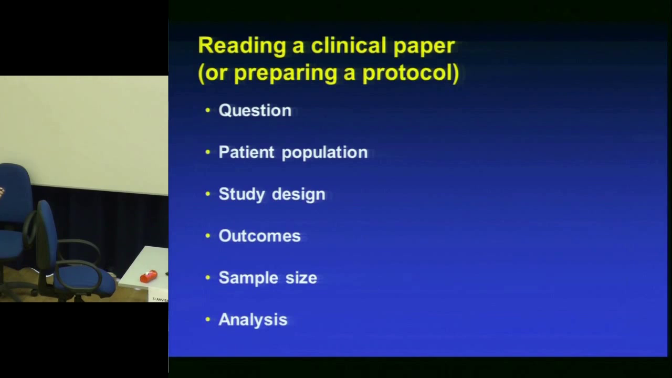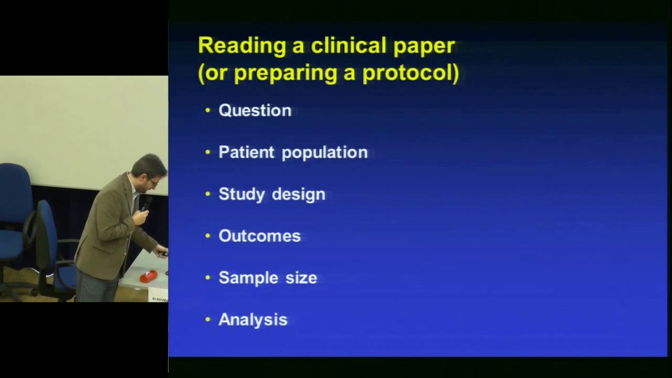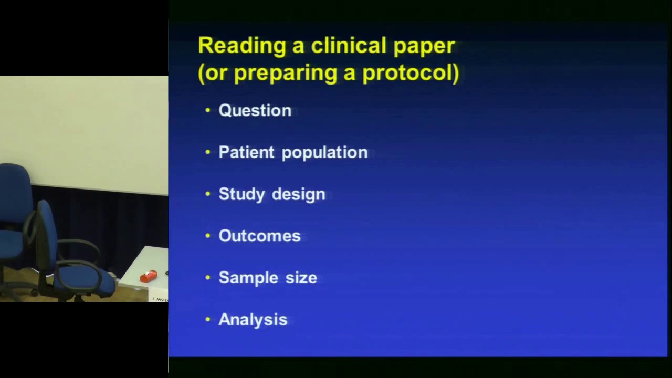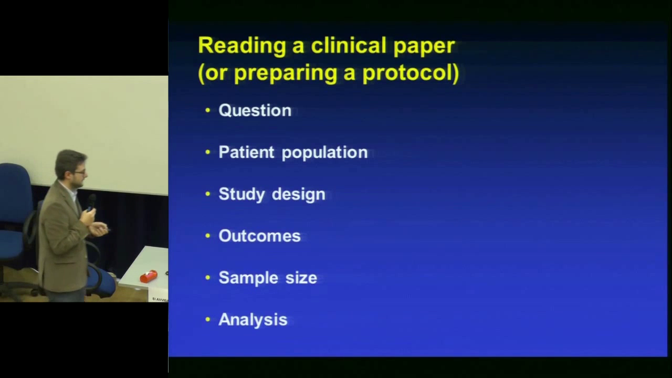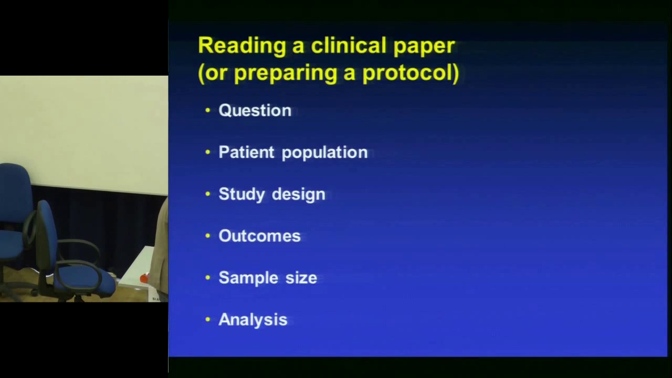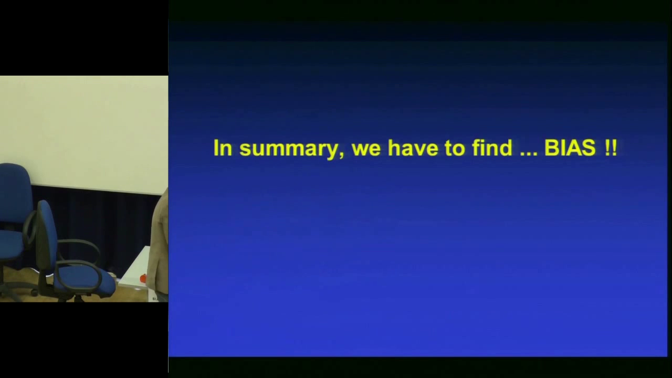My main topics. If you want to read a clinical paper, you have to find the question, the patient population, the study design, the outcome, the sample size, and the analysis. And these tricks I will try to give you are necessary also for preparing a protocol. So if you are able to read a clinical paper, you are able also to prepare a protocol or vice versa. If you are good in preparing a protocol, you know how to find a good clinical paper.